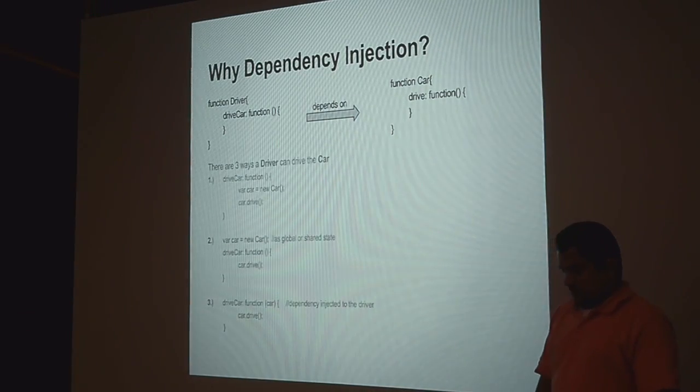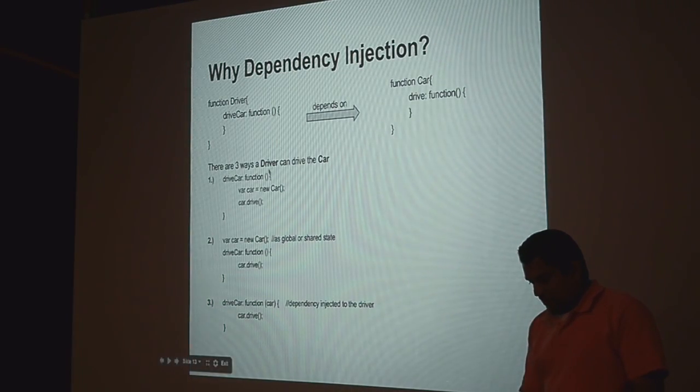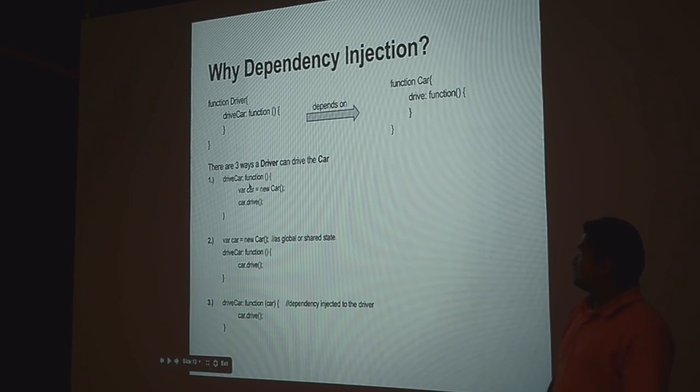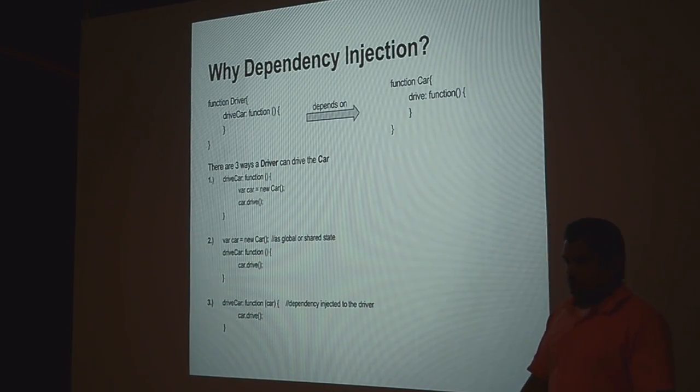From the Angular philosophy, there are 3 ways a driver can drive the car. The first option is you have a drive car implementation wherein you create an instance of the car and then you drive it. That's number 1. A lot of people might agree that you're newing it right there. I mean, it can be something else, right? So that cannot be controlled. You'll have a change in implementation.